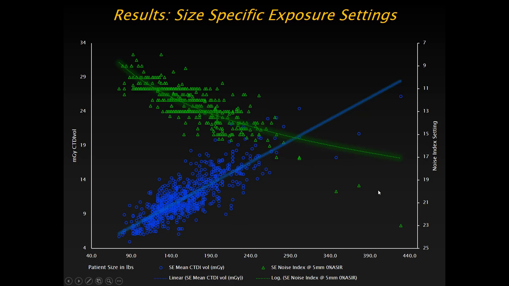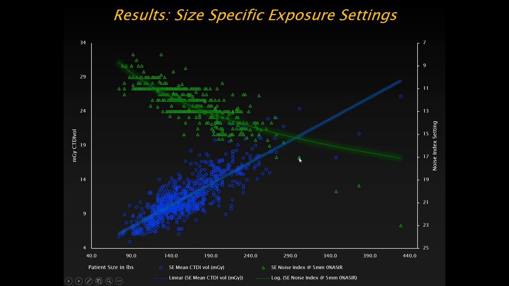And we want that, right? Because look at this guy here. This is not one of our protocol values, noise index of 23, but that's what it took to get me an exposure value of approximately 25 millirad for my large patient. So this is a very, very good approach to noise index optimization.